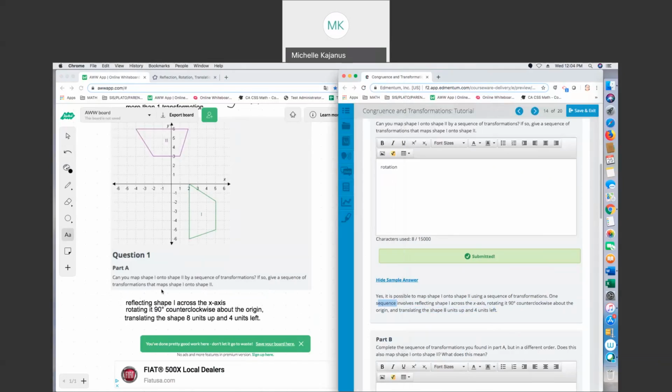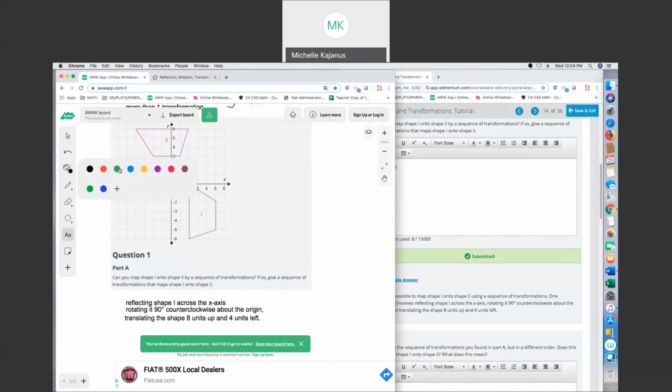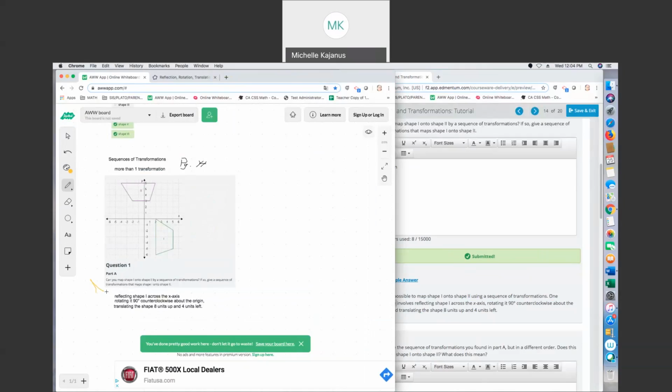Notice how this says one sequence. This is not the only way to map this shape onto that one. It's just one option. You could have another sequence where there are only 2 transformations. And please make sure that you pay special attention to this as well.